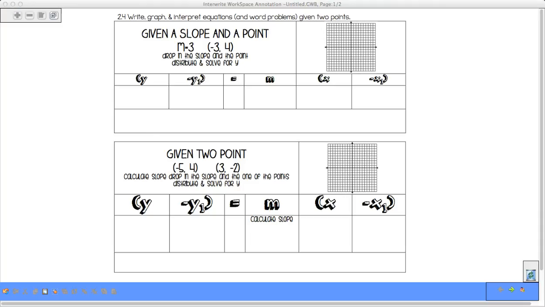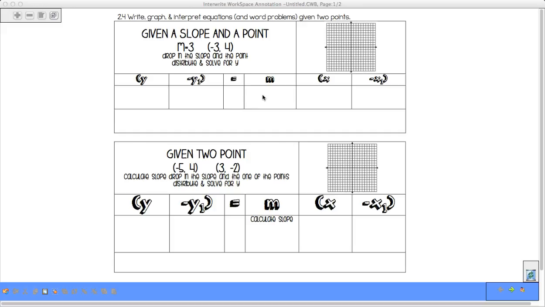Okay, we are going to cover 2.4, writing in point slope form. Point slope form is just an easy form to use to get to slope intercept form. It's easiest when you're given 2 points or a point and a slope.